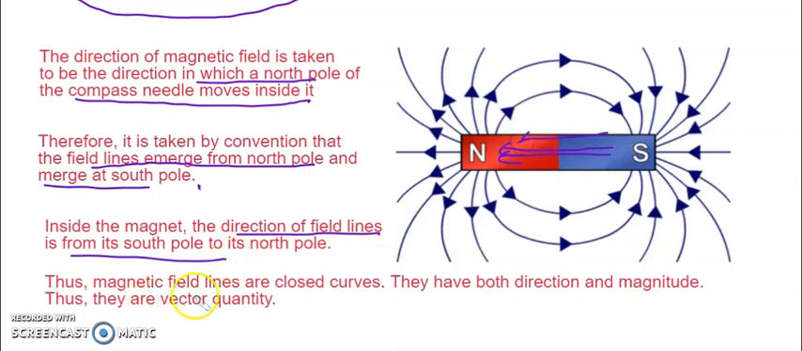Thus, magnetic field lines are closed curves. Inside the magnet also, they are moving from south to north, and outside it is from north to south. So it's a complete circle. North to south outside, inside south to north. Therefore, they are closed curves. They have both direction and magnitude. Therefore, they are called a vector quantity.